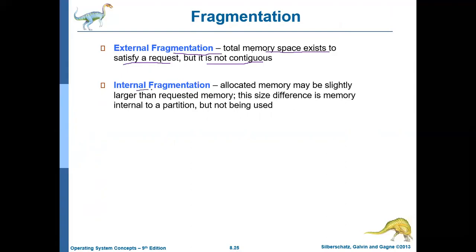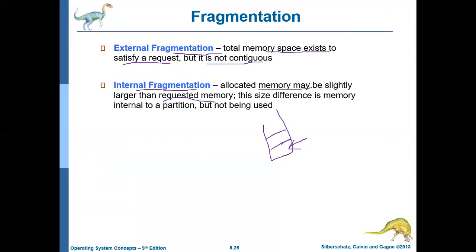Whereas internal fragmentation happens with fixed size partitioning, that is, allocated memory may be slightly larger than the requested memory. This size difference in memory leads to internal fragmentation. I guess you remember, we always fix the size of the partition. So if each size is 100 MB, and a process of 75 MB comes, then the remaining 25 MB is wasted. So that is what this statement means.